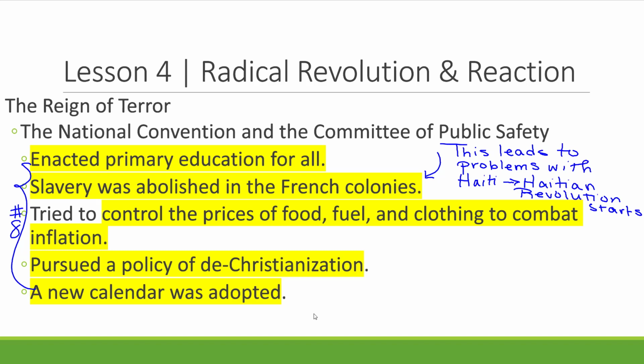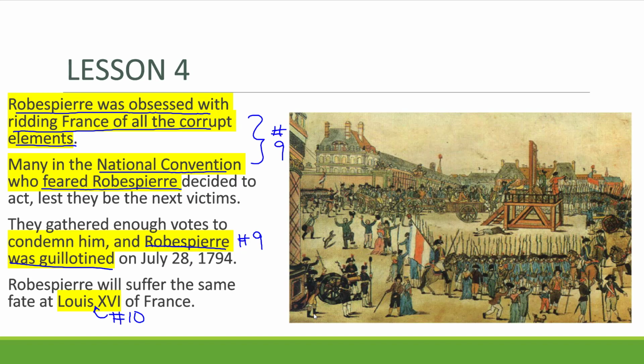All right, so this is 9 and 10. As you see here, Robespierre was obsessed with ridding France of all of its corrupt elements. And there were many in the National Convention who feared him, right? So that's part of your 9. So here you have the National Convention that's supposed to be the legislative body that makes the laws and so forth, right?